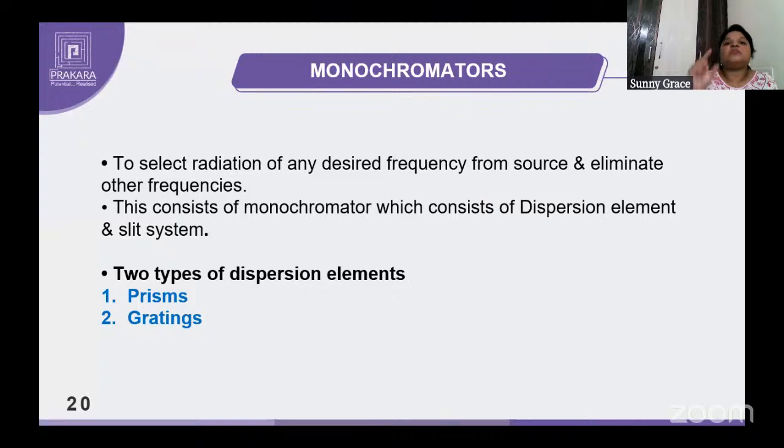The next one is selection of the wavelength. For the selection of wavelength, we are going to use monochromators. Generally we use two different types of monochromators, that is prisms and gratings. To select the radiation of any desired frequency from the source and eliminate other frequencies, you go for the monochromators, which consist of a dispersion element and a slit system. If it is dispersion, it is called a prism. In gratings, we have a different principle: diffraction and transmission. Let's see one by one.